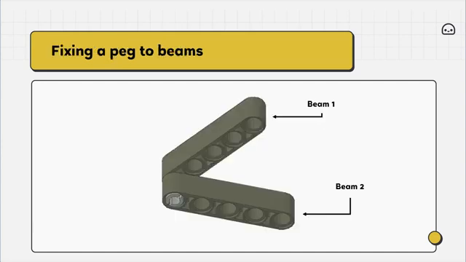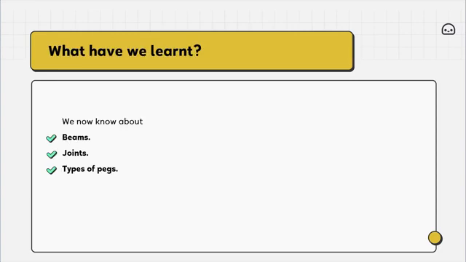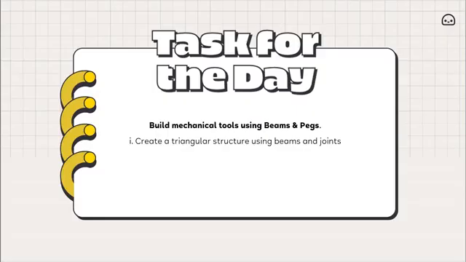Here, there are two beams. Beam 1 and beam 2 are connected using a peg. If we use a friction peg, the beams won't move. But if we use a frictionless peg, the beams can be moved. We have learned about beams, joints, and types of pegs. Now that we understand the concept, let's go into the task for the day.